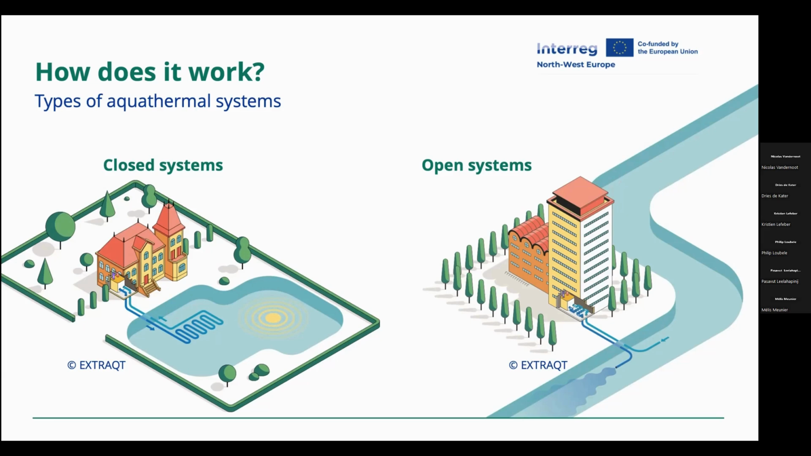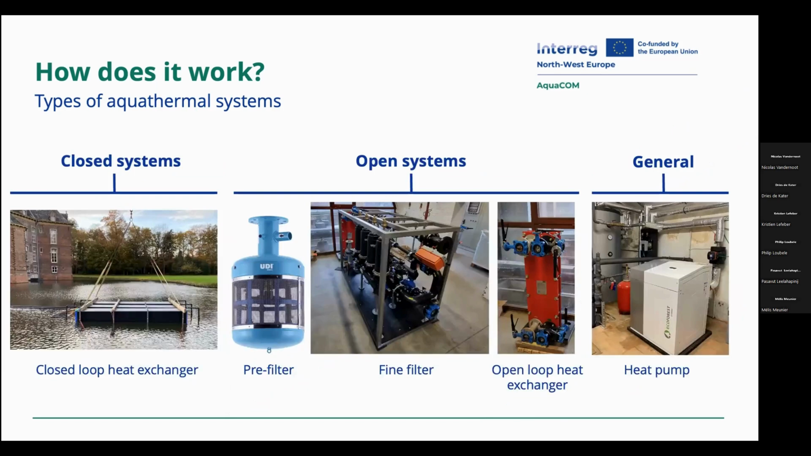So that's the main difference between a closed loop and an open loop system. As I said, the open loop system is mainly used if we work in rivers. Closed loop systems are mainly used if we work in closed stagnant water bodies like lakes. But we can also have, of course, types in between. They are different in approach or in design. So it means also that we need different types of hardware for operating both systems.